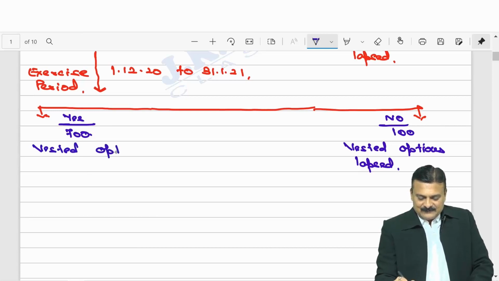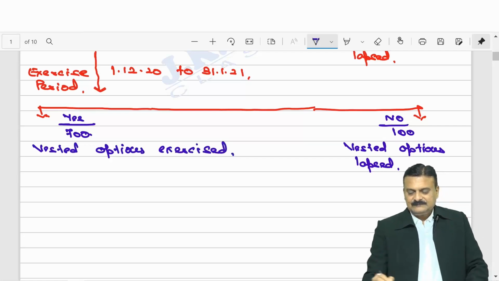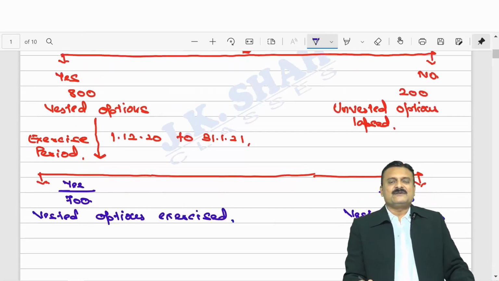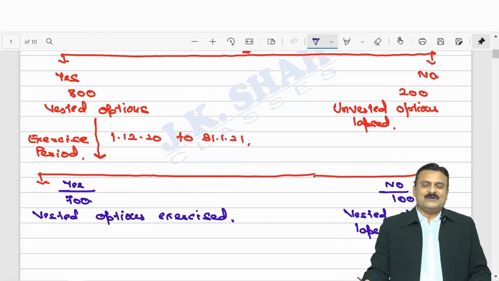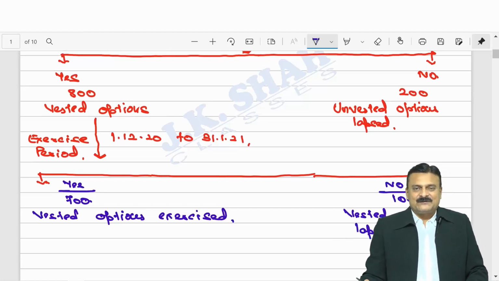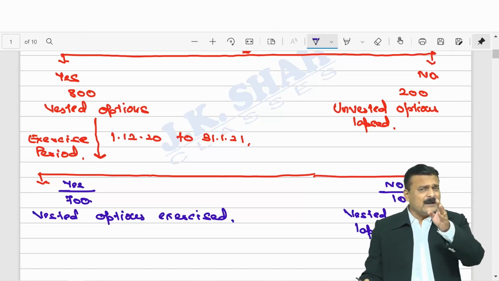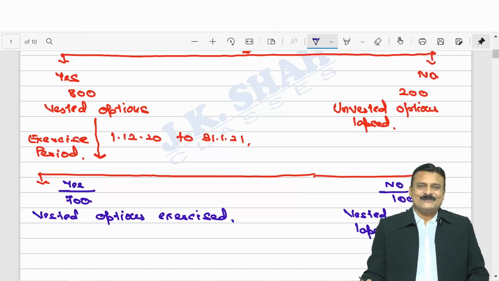vested options exercise. The different terminologies: total options, then unvested options lapsed, vested options lapsed, and vested options exercise. Two time periods: one vesting period, and second exercise period. Now, how do you do the accounting for that in your company's books?